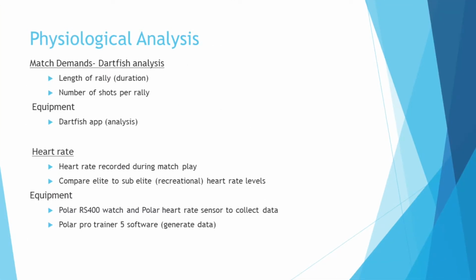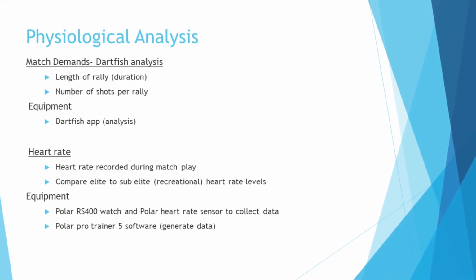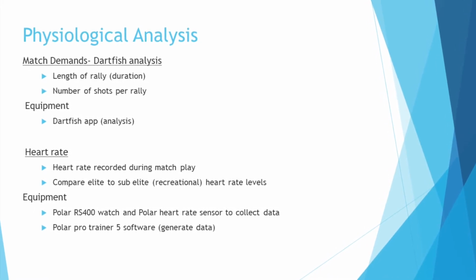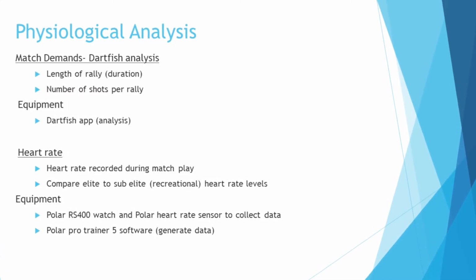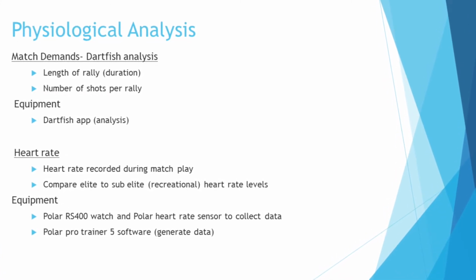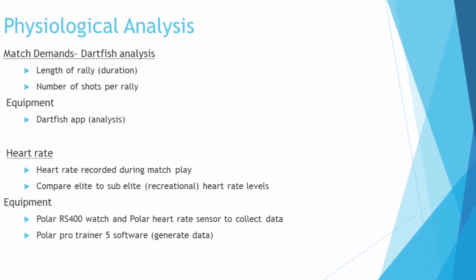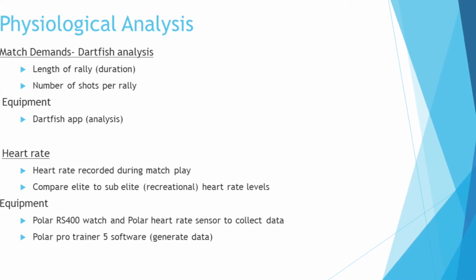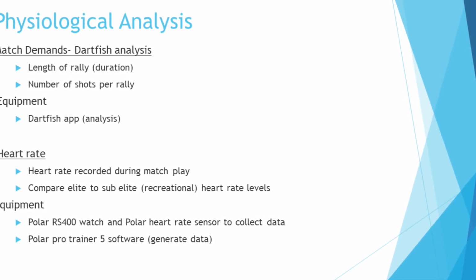To determine the physiological demands of the sport, we're going to look at a Dartfish analysis, which will determine the length of rallies and the number of shots per rally. And we will also have a look at a heart rate analysis that will look at the heart rate recorded during match play, and then will be compared to an elite level.